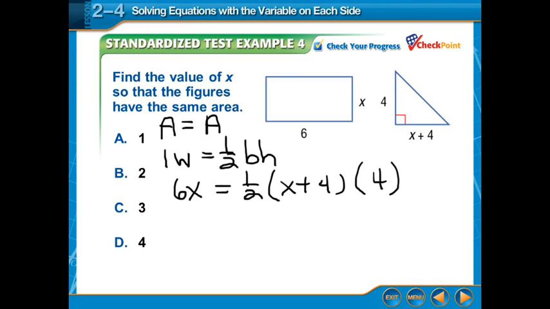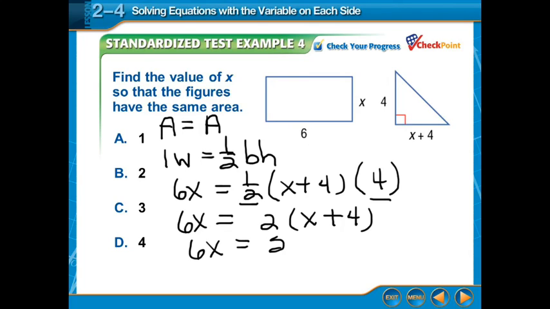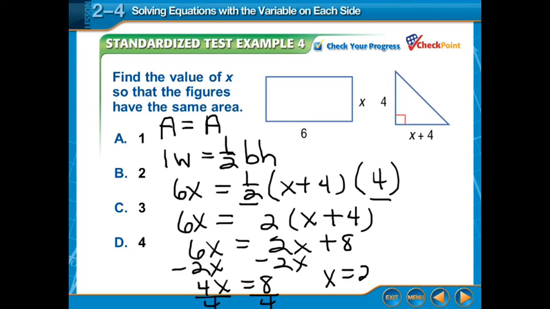So I'm going to do this. Since I can multiply in any order and get the same value, 1/2 of 4 is 2. So now I have 2 times x plus 4. I have 6x equals 2x plus 8. I'm going to subtract 2x from both sides. I'll get 4x equals 8. Divide both sides by 4, and I get x is equal to 2.